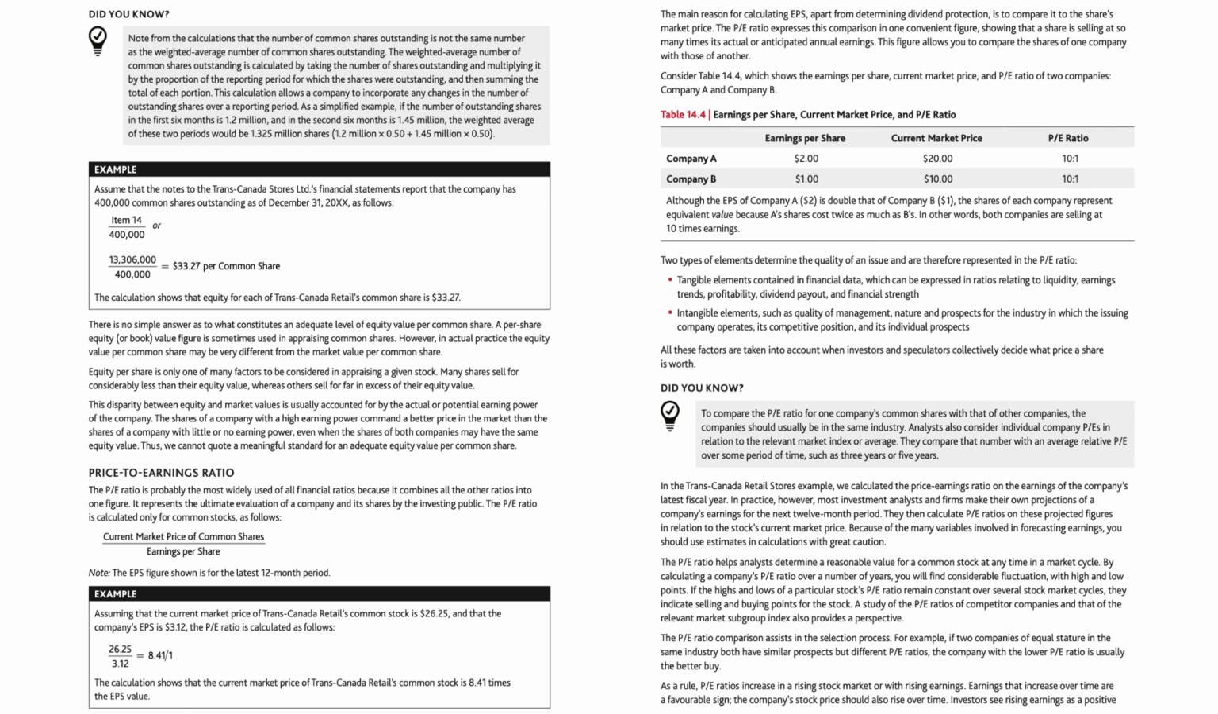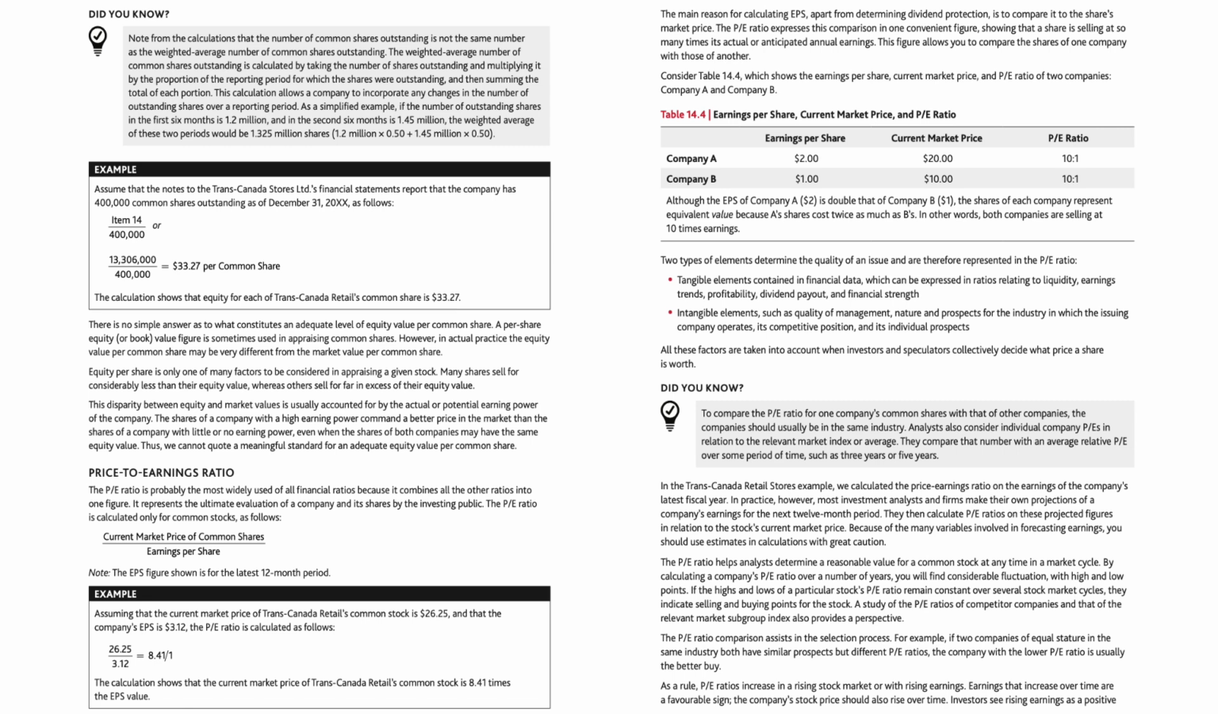Price to earnings ratio. The PE ratio is probably the most widely used of all financial ratios because it combines all the other ratios into one figure. It represents the ultimate evaluation of a company and its shares by the investing public. The PE ratio is calculated only for common stocks as follows: the current market price for common shares divided by earnings per share. Note, the EPS figure shown is for the latest 12-month period.